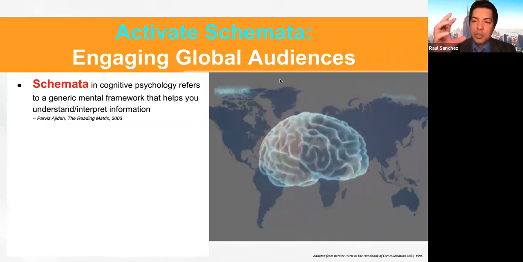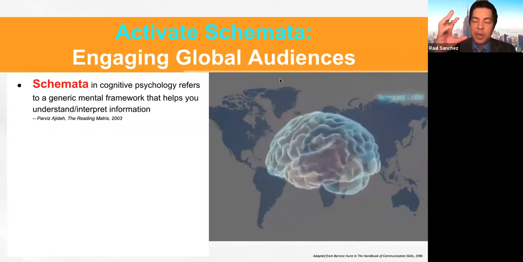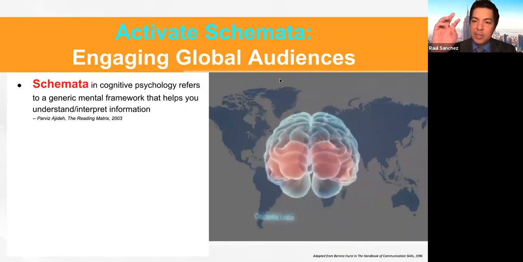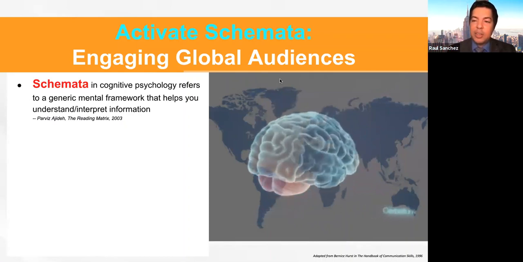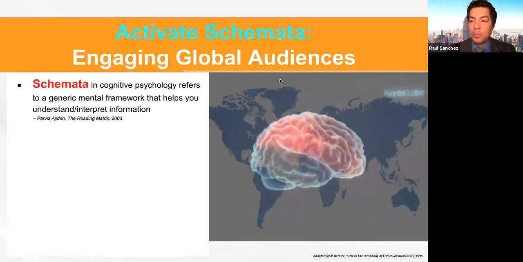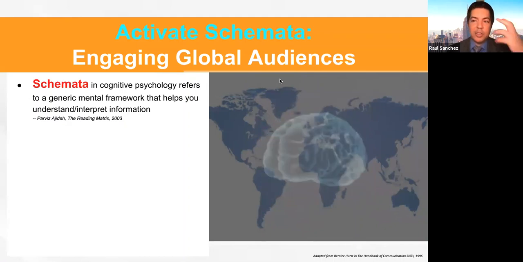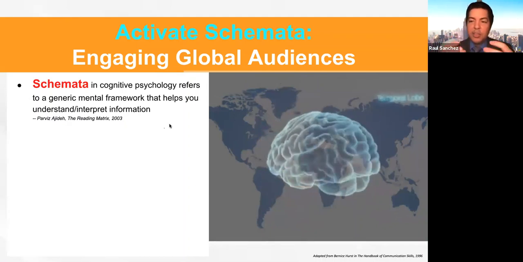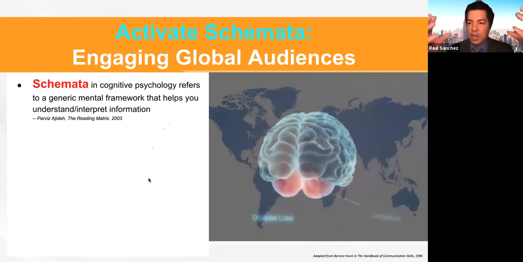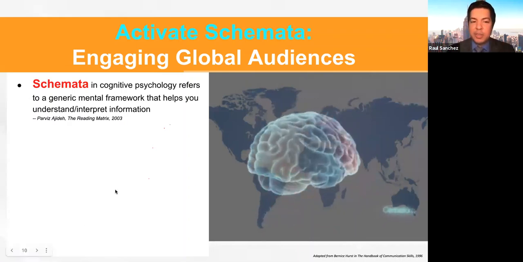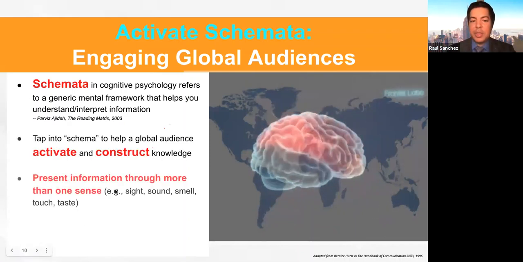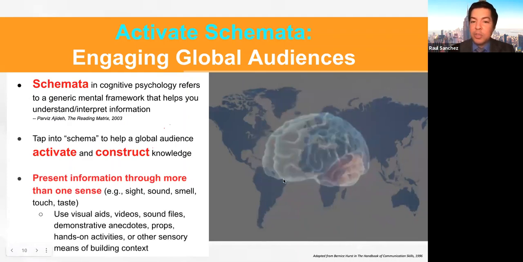So the idea is when you're presenting to a multicultural audience, you want to activate the schemata, and to do this effectively, the strategy is to present information through more than one sense. So the audience doesn't just see it and hear it, but you're activating all the senses, taste, touch, right? And the way to do this is, for example, let's say we're doing a presentation on entrepreneurship.